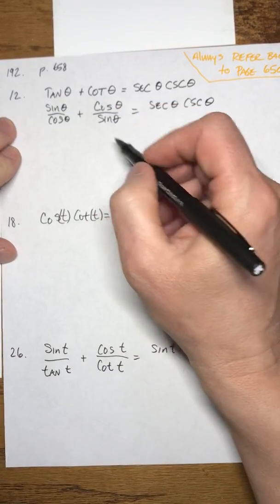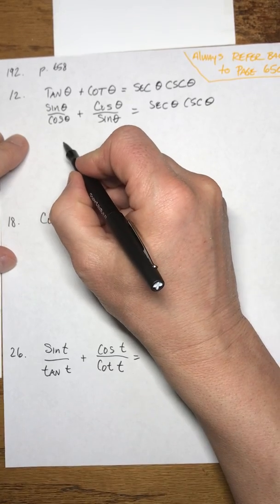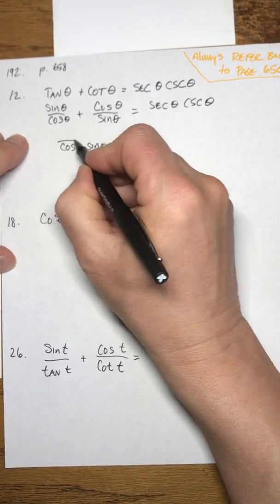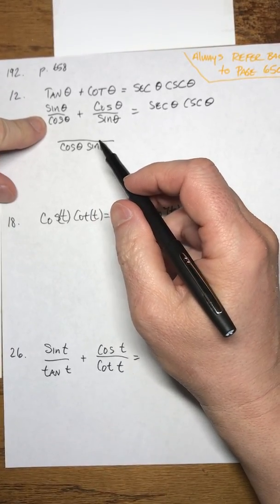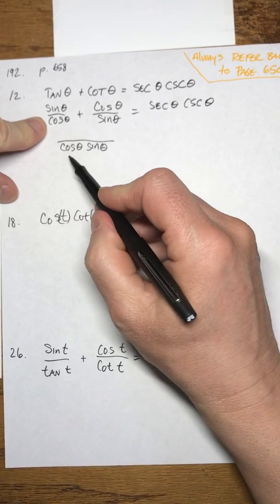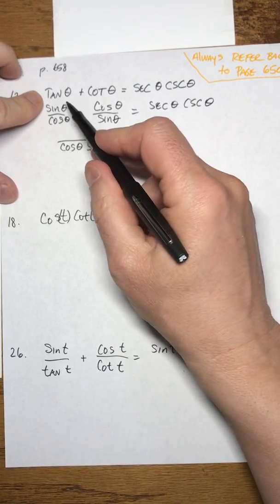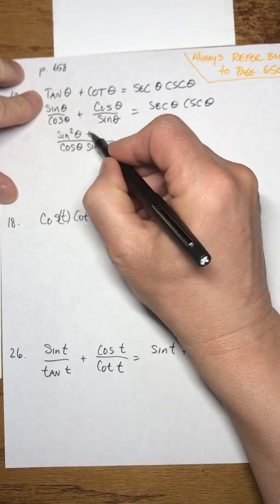This here is one of the problems where you actually have to use a common denominator to get it together. So the common denominator would be a cosine sine in the denominator. And I always ask myself this question: what do I have to multiply this denominator by to get the common denominator? A sine. So I'll have to multiply the top by a sine. So I'm going to get sine squared.